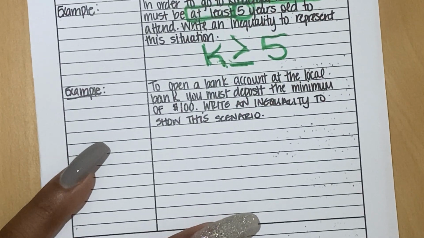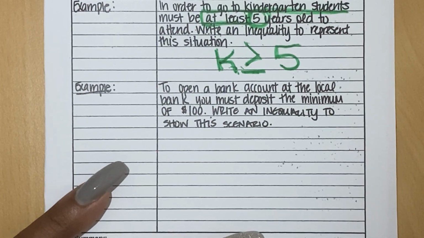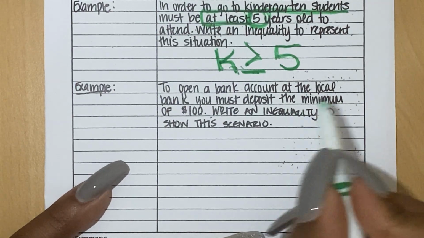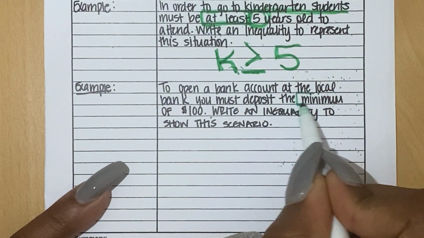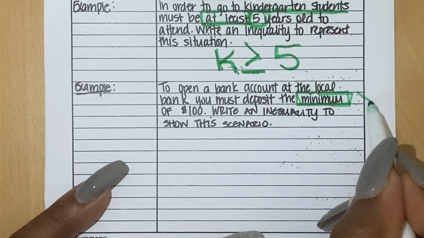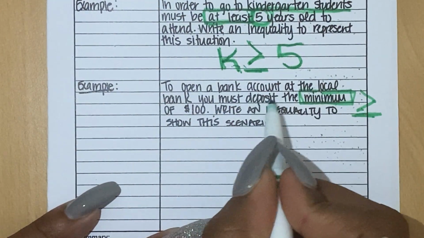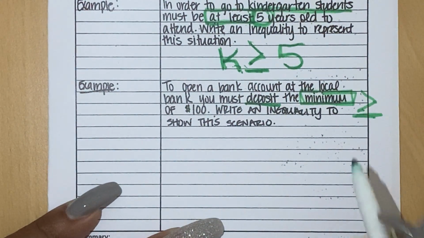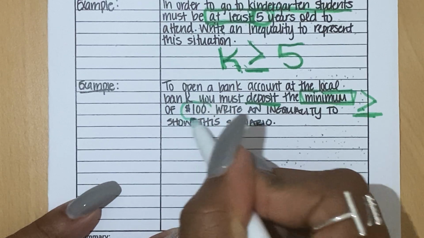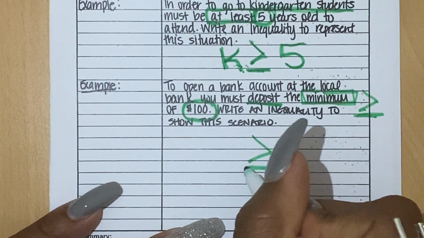To open a bank account at the local bank, you must deposit the minimum of $100. Write an inequality to show this scenario. The keyword is minimum because it tells me that I'm going to use the greater than or equal to symbol. We're talking about a deposit that is a minimum of $100. There's my symbol.